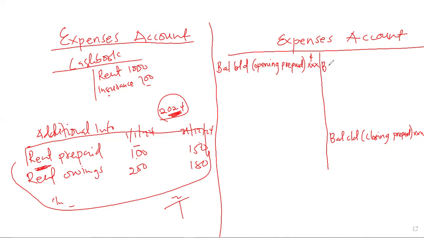So we bring our opening balance, opening owing, which should come to the credit side. And if the opening balance is on the credit side, then definitely the closing balance will be on the debit side. So closing owing.